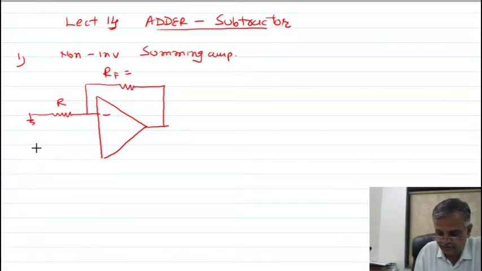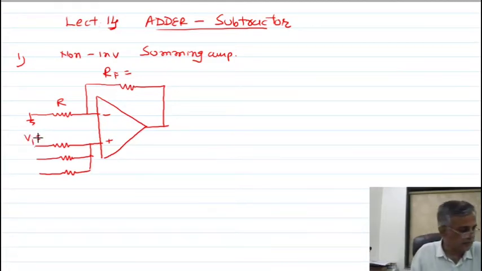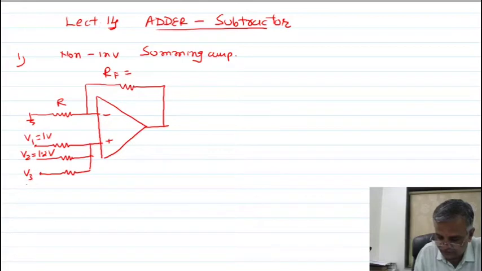Here three input voltages are given. V1 is 1 volt. I am writing V1 is 1 volt. V2 is nothing but 1.2 volt. And V3 is your 1.5 volt. The feedback resistor is 15 kilo ohm, they have given.